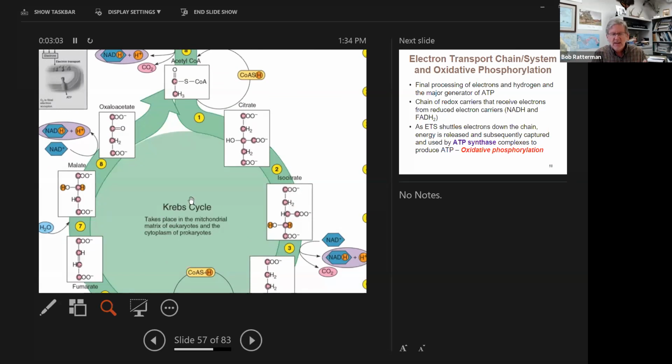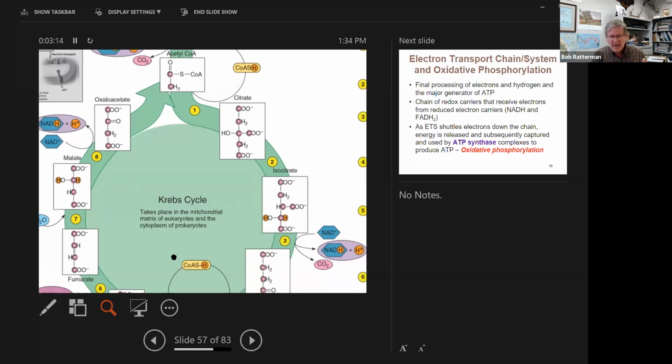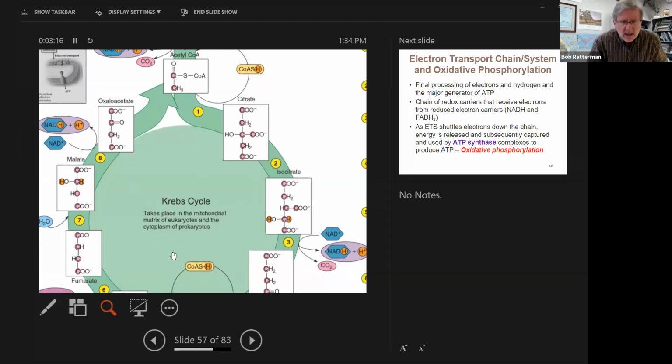Either term is correct. This is named after Hans Krebs, who was, I forget what nationality he was. I want to say Swedish. He won a Nobel Prize in chemistry for figuring this out back in like 1905 or something. But it's also called the citric acid cycle based upon the first compound made.